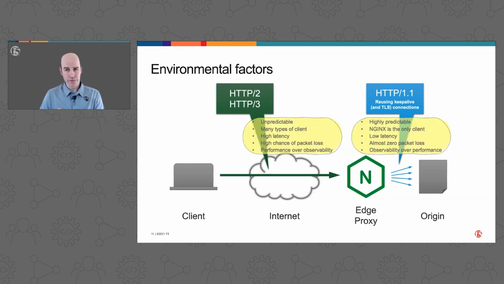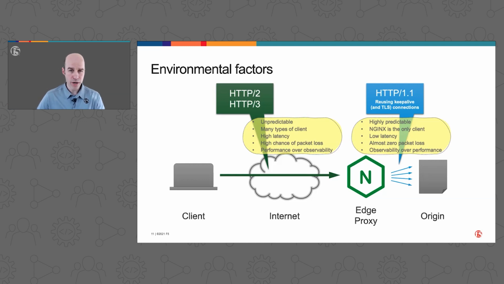And the reason this is totally fine is because the internet and other networks are very, very different. Right? So the internet is highly unpredictable. You could have clients on satellite connections or 3G or LTE connections, and potentially moving around those too. We've got many different types of client. We've got high latency, relatively speaking. There's a good chance of packet loss, and that end user experience is paramount and will take performance over observability any day to make sure that customer experience, the end user experience is top notch.